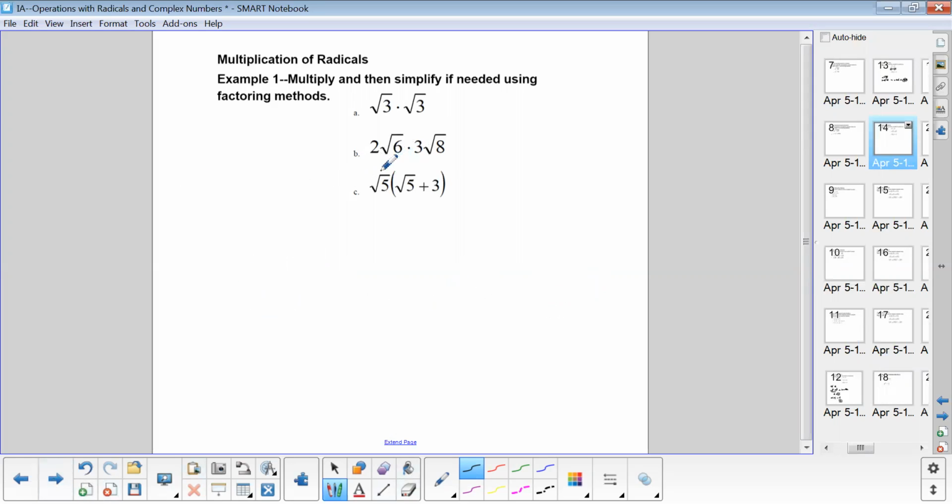And then here is a distributive property. The square root of 5 times the square root of 5 would be the square root of 25, plus the square root of 5 times 3. Well, we would write the 3 to the left of the radical. And then we know the square root of 25 is 5, so we get 5 plus 3 square roots of 5. I can't do anything more because these two terms are not like terms, so you would be finished.